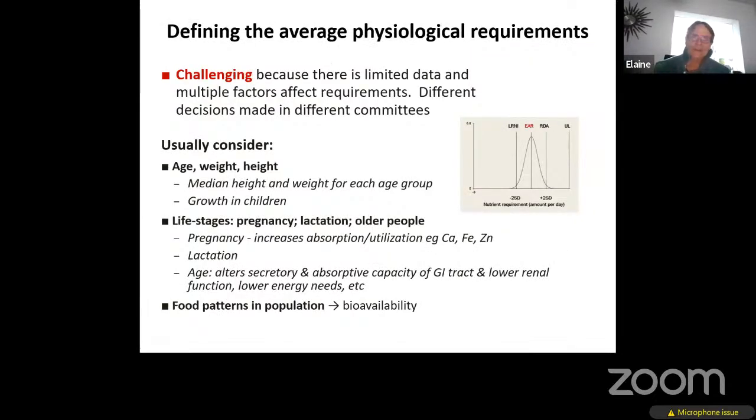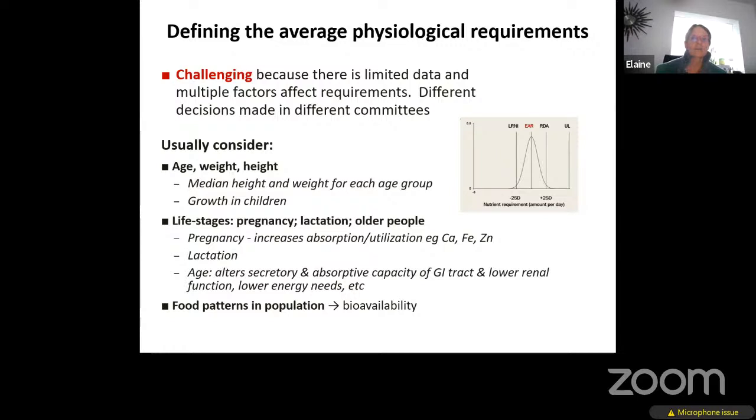So one of the things I really want you to be aware of is how challenging it is to set these nutrient requirement levels, because there's very limited data and there are many factors that affect requirements that aren't necessarily taken into account. And so what you'll see is there can be differences in the nutrient requirements set in different populations. And part of that is because different decisions can be made, as well as when they were set.